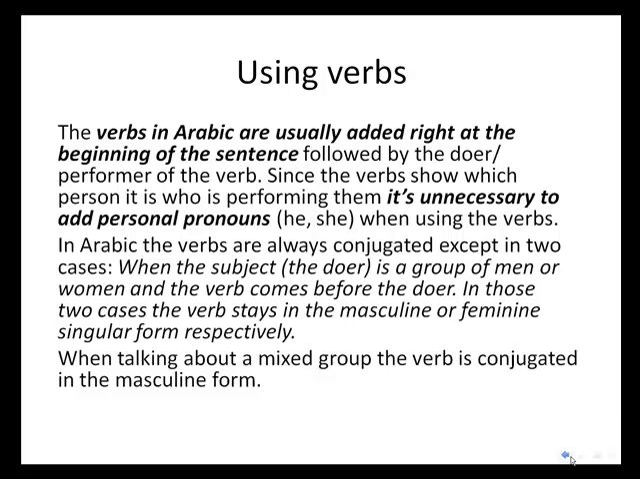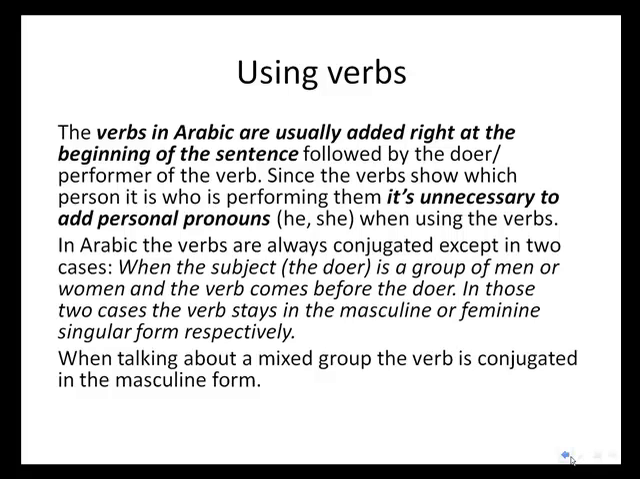When using verbs in Arabic, they are usually added right at the beginning of a sentence, and then you add the doer or the performer, in grammatical terms the subject, and then last the object, the thing that the verb is happening to.